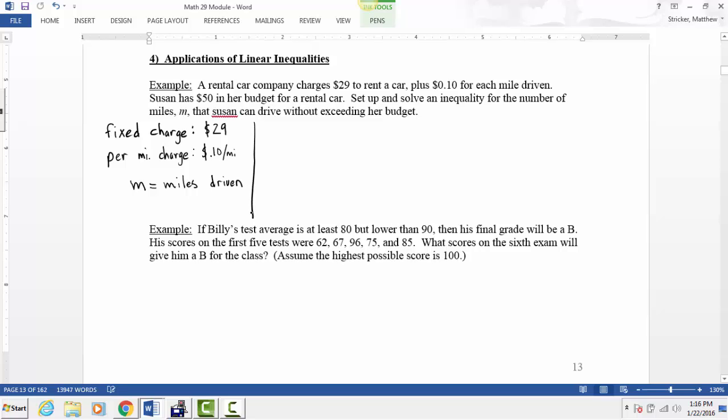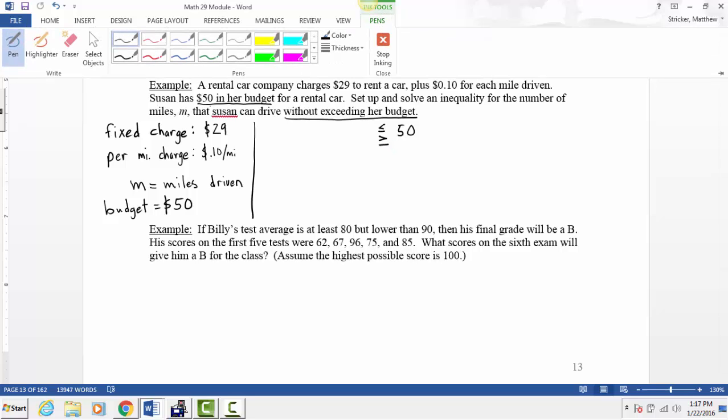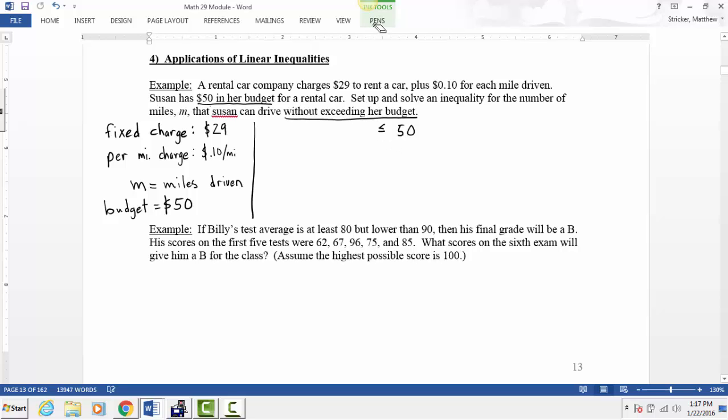And so the reason why we can use an inequality here is because they talk about wanting to find how many miles M so that Susan drives that car without exceeding her budget. And what is her budget? How much does she have to spend on this rental car? Well, it says right there she has a $50 budget. So her budget is $50. So if we don't want to exceed her budget, this is where the inequality comes in. Are we going to be less than or equal to 50 or greater than or equal to 50? Which one is it? Well, if you exceeded the budget, then you would be greater than. So we definitely don't want the greater than or equal to. The equal to we do want, because she can spend all of her $50, but she can also spend less than it.